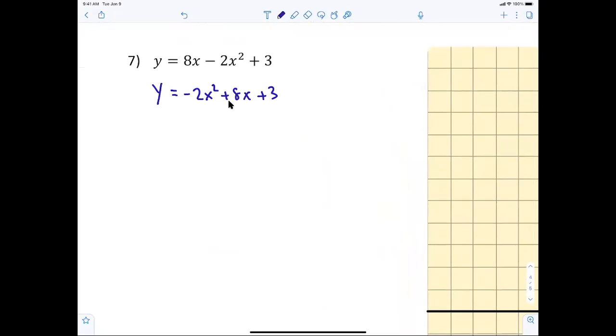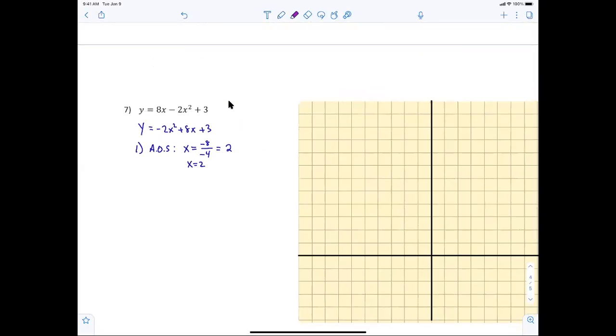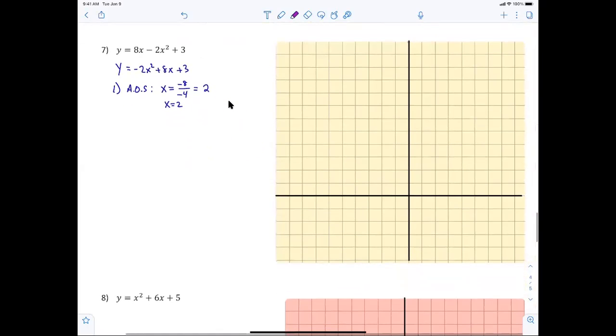All right. Now, again, everybody writes number 1, AOS. X equals, because we're brilliant, we know it's negative b over 2a. So it's going to be negative 8 over negative 4, which is 2. So the axis of symmetry is x equals 2. So here we go, drawing x equals 2.